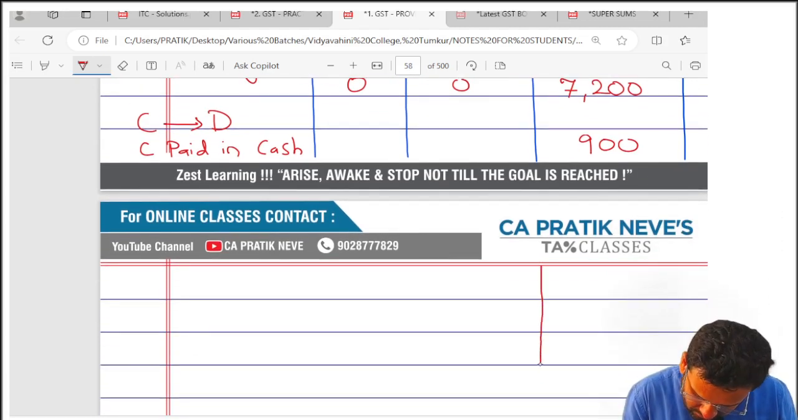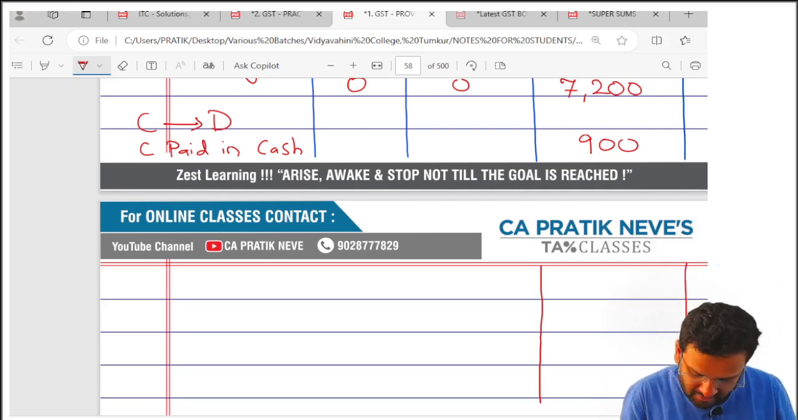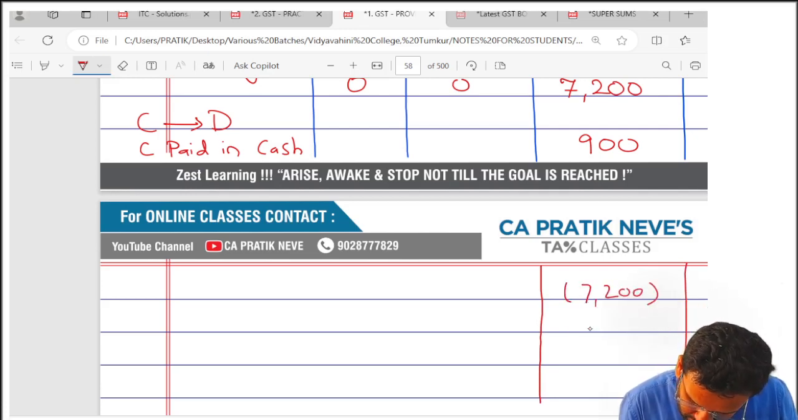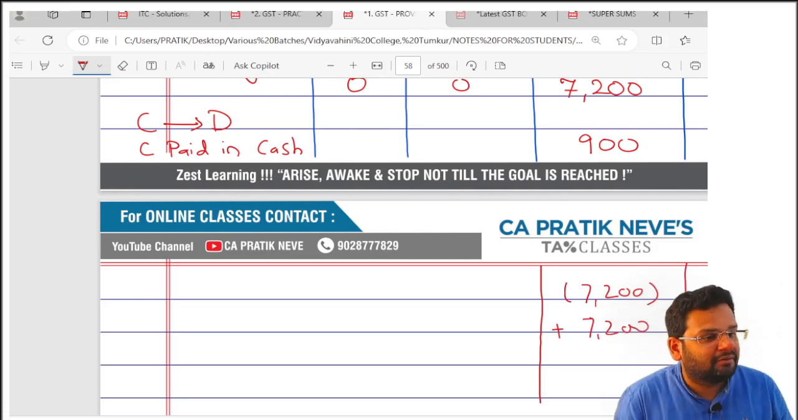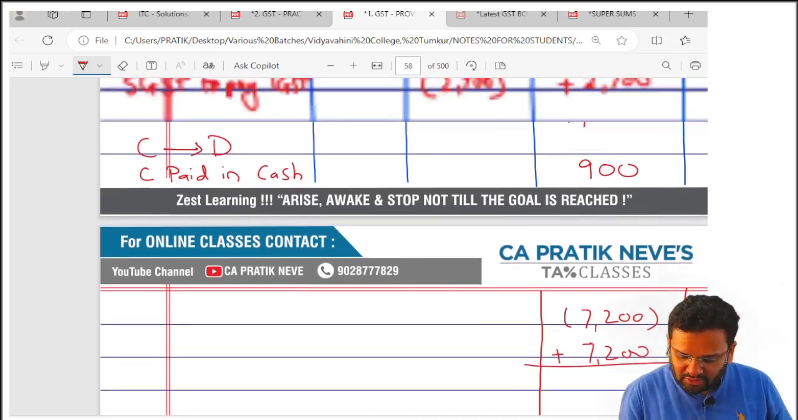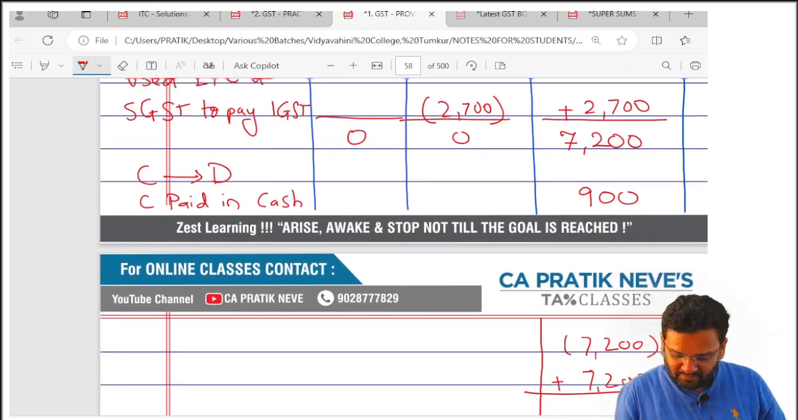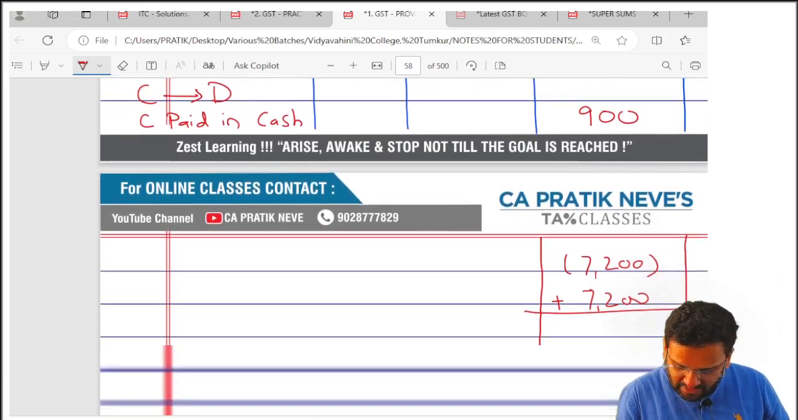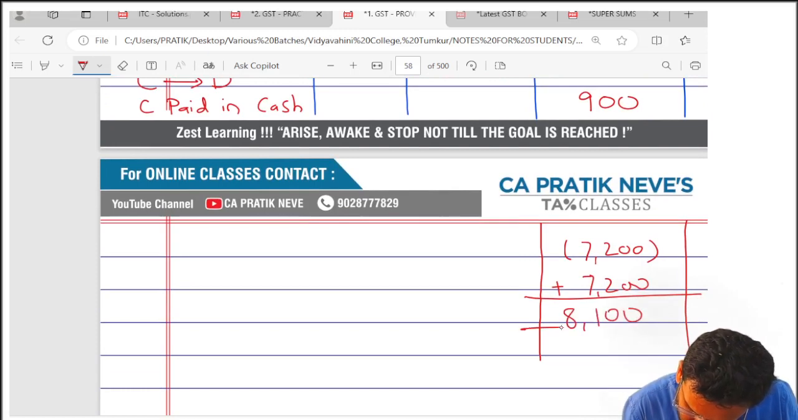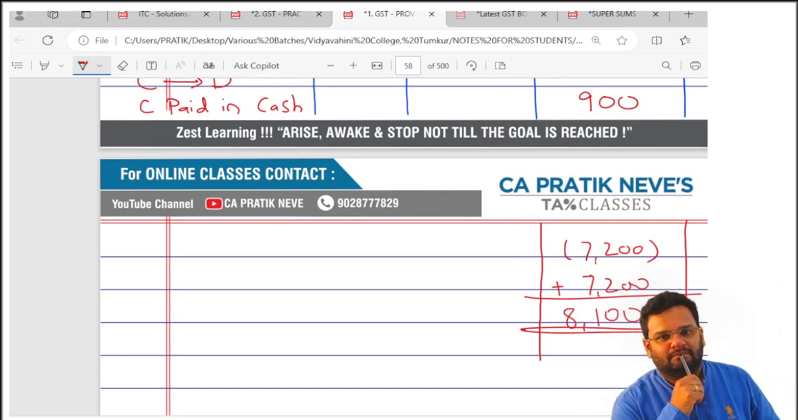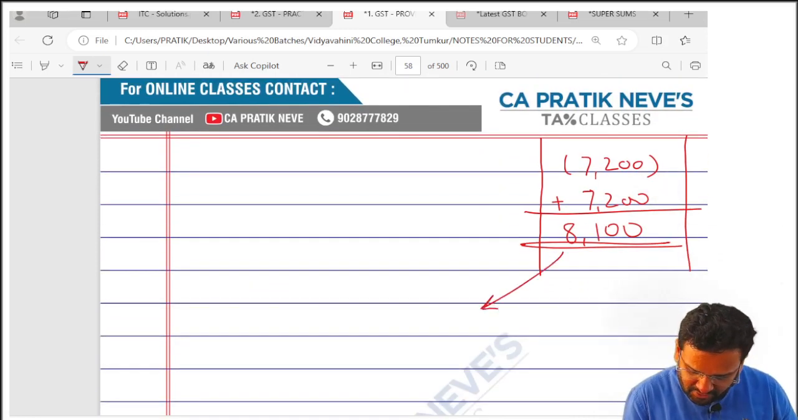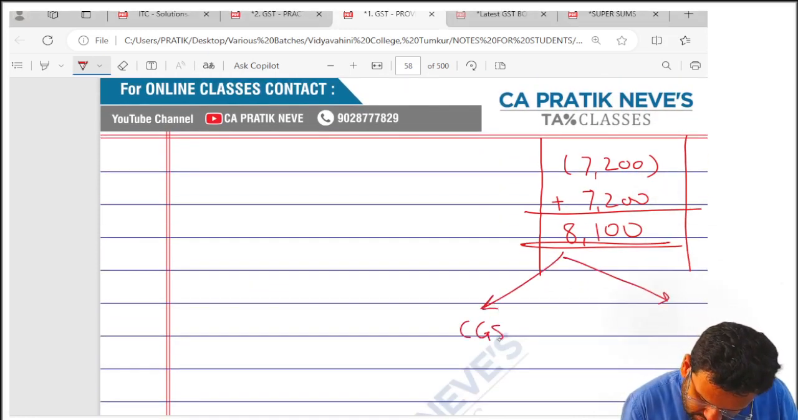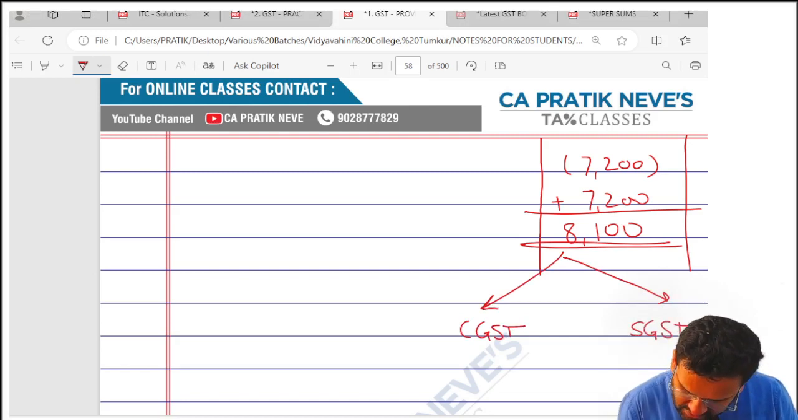So what will happen, you know? Nothing substantial will happen. Minus 7,200 plus 7,200. Nothing will happen. So how much is total GST collected by the government? 7,200 plus 900, 8,100. This 8,100 will be divided between CGST and SGST. CGST, how much? 4,050.